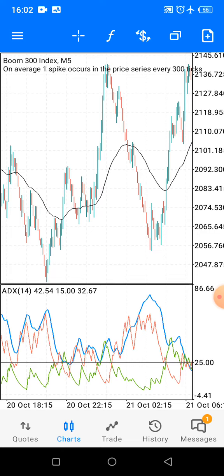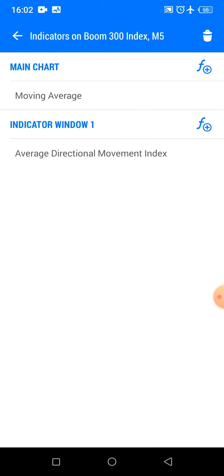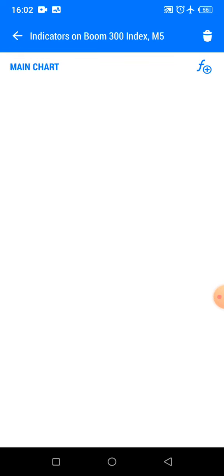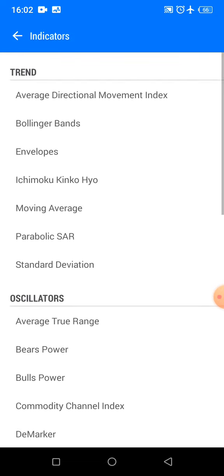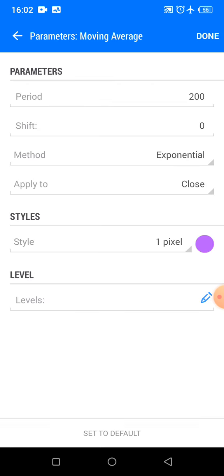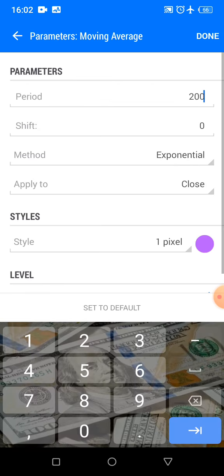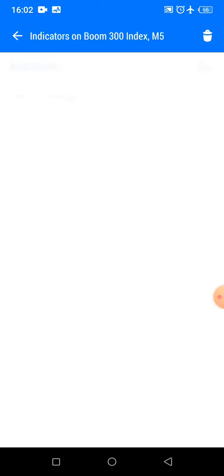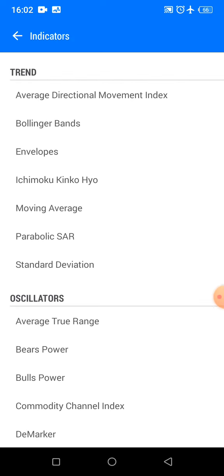Firstly, I'm going to start by deleting all the indicators on my chart. We're going to be using only two indicators. On the main chart, we're going to have a moving average. Period is going to be 50, your shift is going to be 0, method exponential, apply to close. Style 1 pixel, and I'm going to choose the color black for this one. Click done. Then for the second indicator, we're going to be adding the average directional movement index.